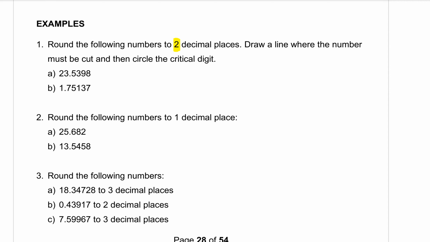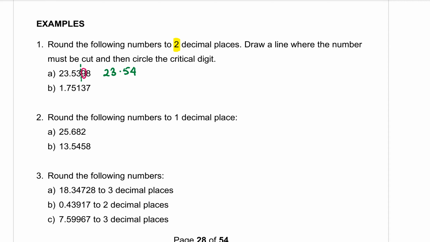So 23.5398. For 2 decimal places, find the decimal point. 1, 2 would be the 5 and the 3. So I want to draw my line after that 3, between the 3 and the 9. That means that my critical digit, I was asked to circle, the critical digit is the 9. Because that number is larger than 5, I need to round up the number in front of my line to make my answer 23.5, and the 3 rounds up to be a 4.